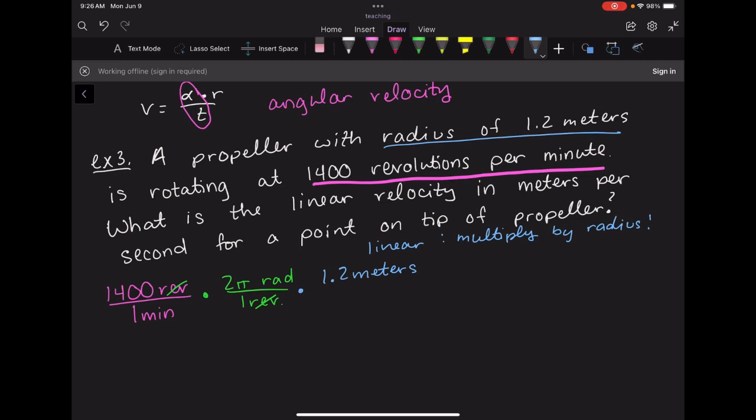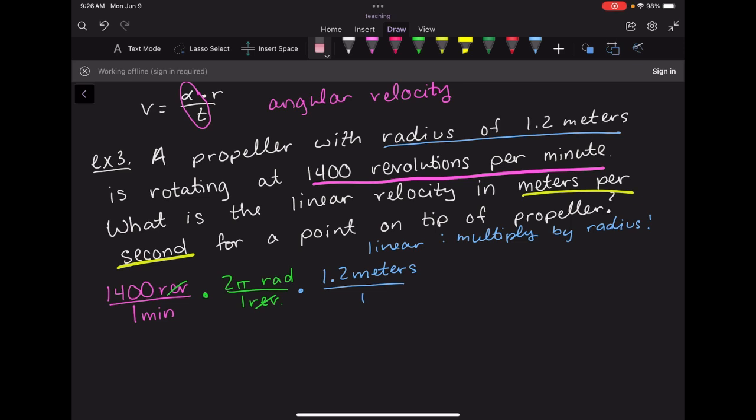Now any whole number can be written over 1, so just to keep it consistent, like with fractions, I'm going to go ahead and just write it over 1 so we don't get confused. Now I need to check. So it says I want my final answer in meters per second. Okay, well, multiplying by the radius gave me meters up here, so that's great.